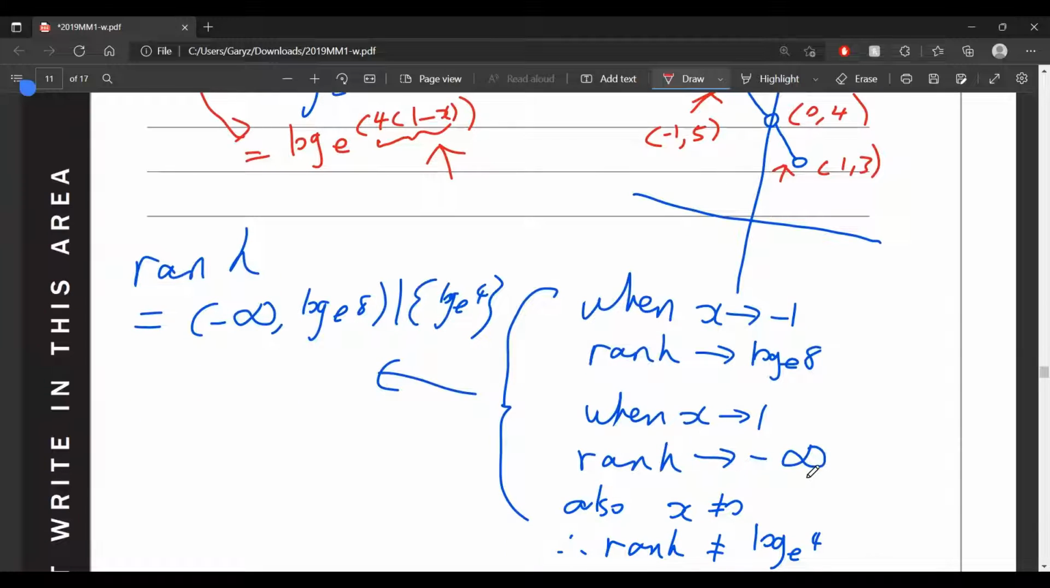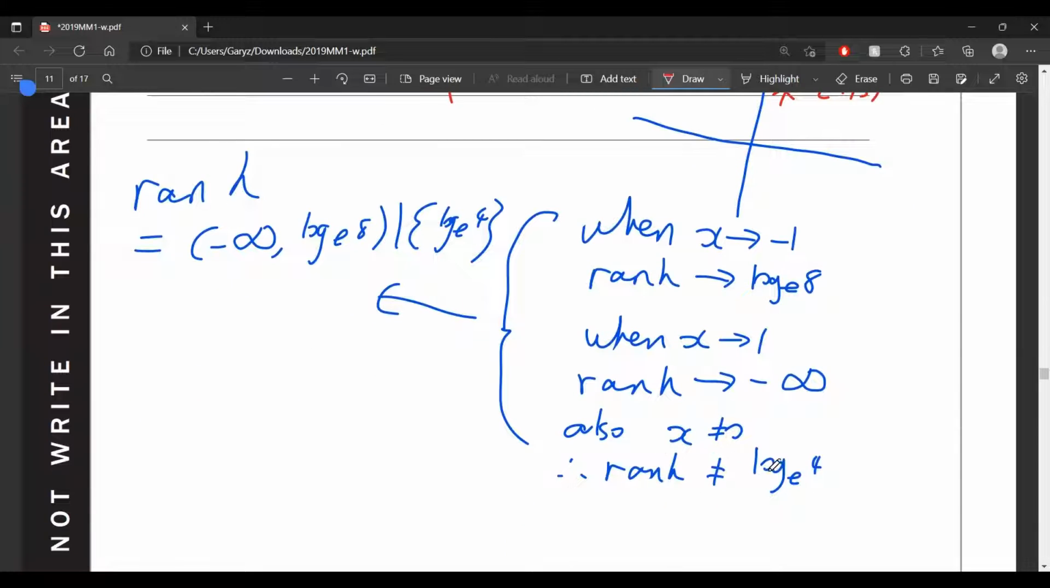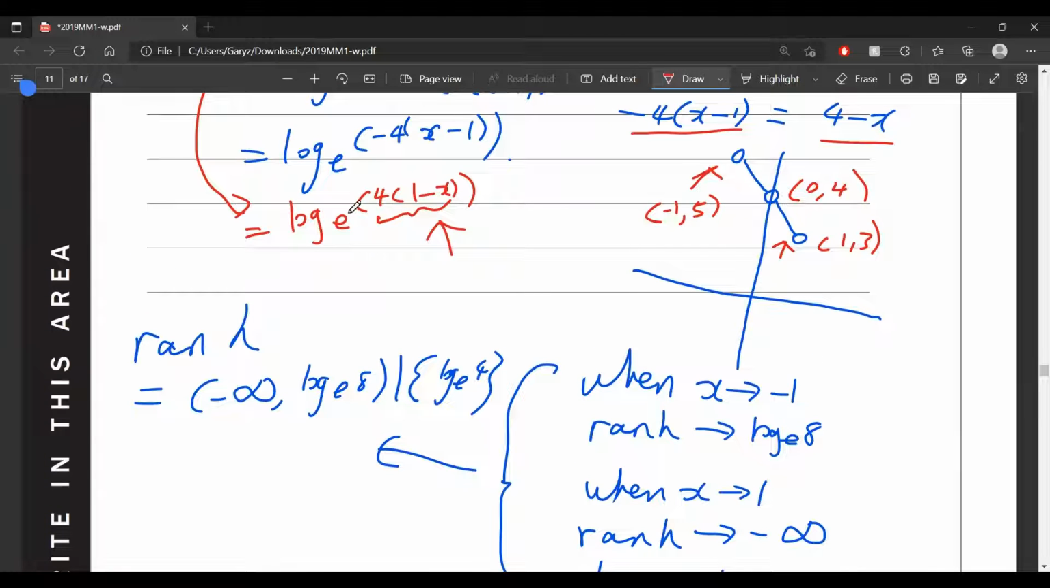And finally, we know that since x can't be 0, then the range can't also be log e 4, right? Because if we sub x equal to 0 here, we get log e 4. And after we put these three pieces of information together, this is what we get. It's from negative infinity to log e 8, but we exclude log e 4.